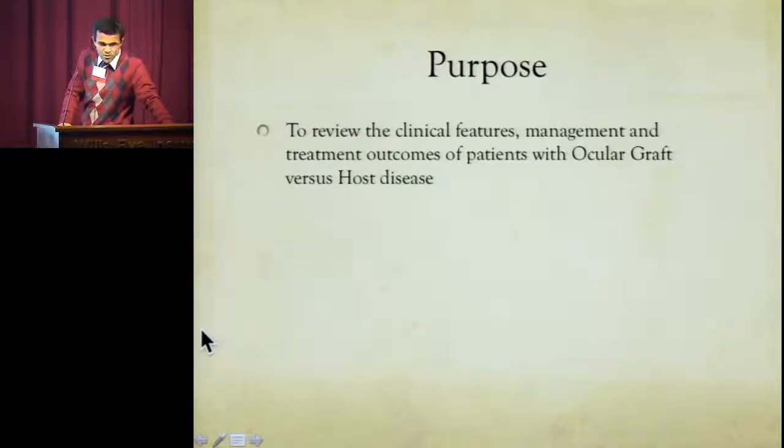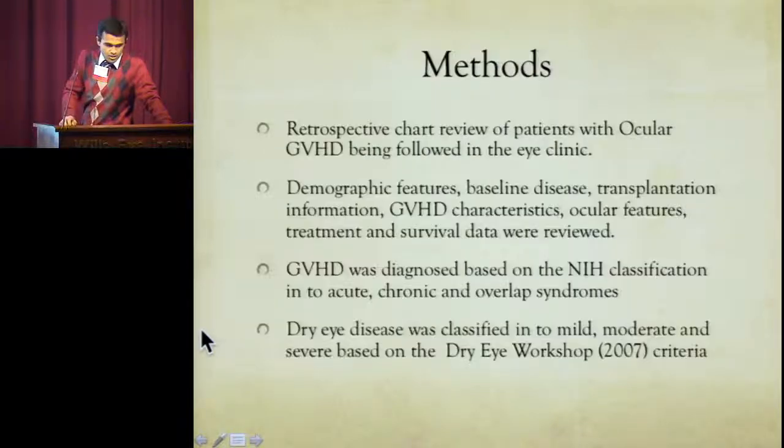So the purpose of this study was to look at our Wills Eye experience over the last 10, 12 years on the clinical features, management, and outcome of patients with ocular GVHD. It was a retrospective chart review of patients with ocular GVHD who were referred from outside, specifically with ocular complaints, to the eye clinic. We extracted the demographic features, baseline disease, transplantation status, clinical features, and survival data. GVHD was diagnosed based on the NIH classification, and the dry eye was classified into mild, moderate, and severe based on the Dry Eye Workshop criteria.